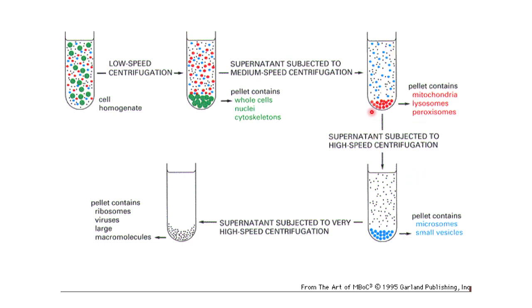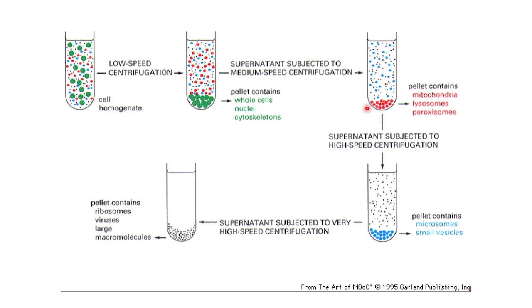Then again you repeat the same thing. You discard the pellet or you keep the pellet depending on what you require. You centrifuge it at a high speed, and then the pellet gets accumulated with the microsomes and small vesicles. And on a final high speed centrifugation you can isolate large macromolecules, ribosomes and the viruses.